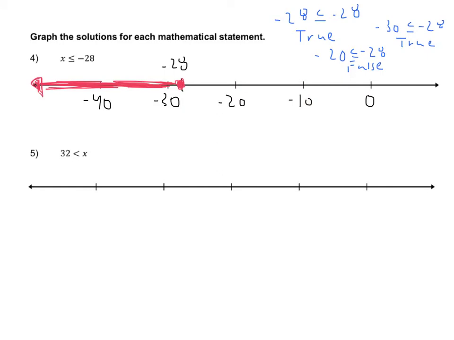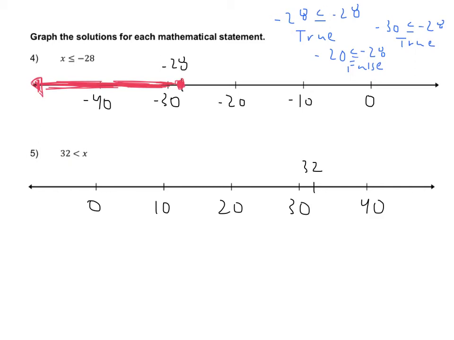All right, this one, 32 is less than x. Okay, let's do this the same way. Let's again set up our number line. And I'm going to again count by tens, 10, 20, 30, 40. So 32 would be about here. All right, so 32 is less than x. First of all, let's think about our boundary number, which is going to be this number here, 32. If I replaced x with 32, would that be a true statement?